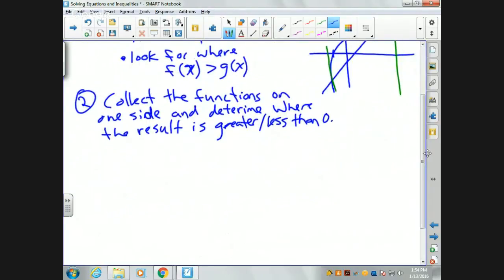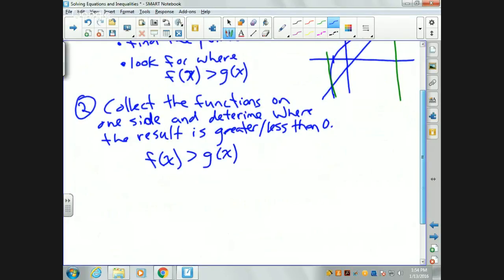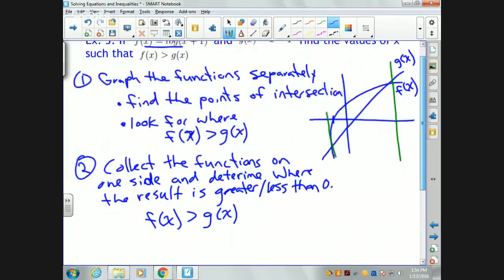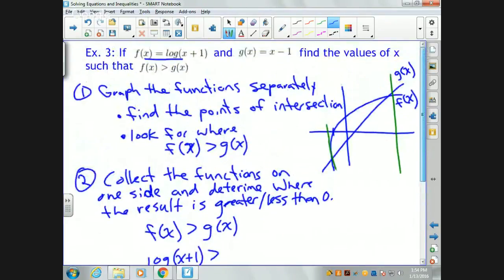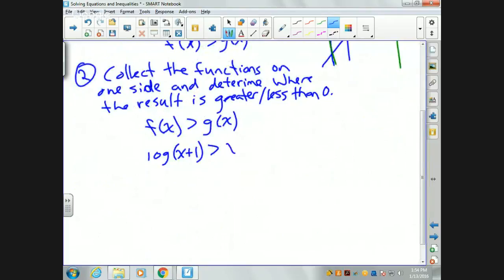So the question asks, where is f of x greater than g of x? And f of x was the log of x plus 1. We want to know where that is greater than x minus 1. So if we decide to collect everything on the left, we can subtract x from both sides and add 1 to both sides.